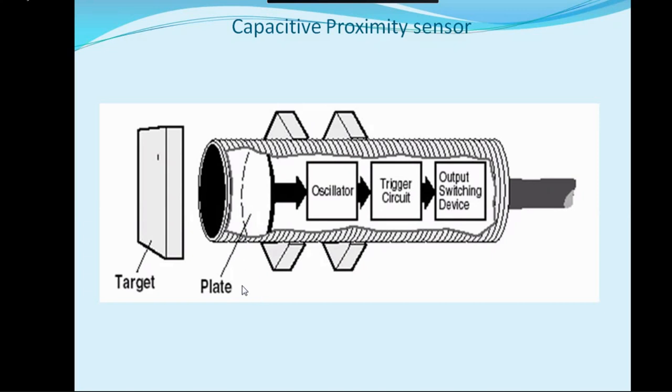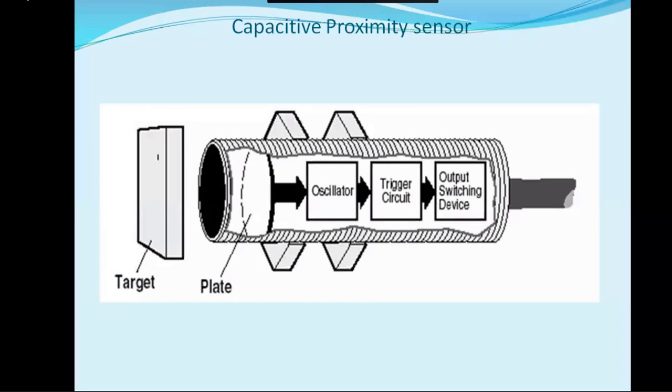So what is the operation? Capacitive proximity sensors are also contactless sensors, but they detect both metallic and non-metallic objects, including liquids, powders, whatever. So this is the advantage. And it operates by detecting a change in capacitance. In the previous case, what I have seen is a change in inductance. Here it is a change in capacitance.